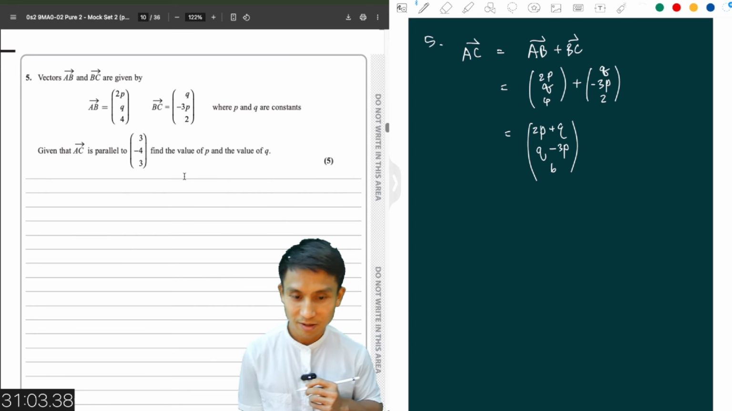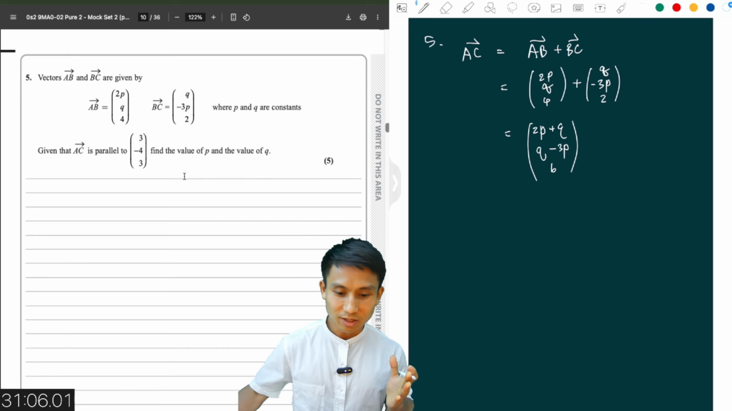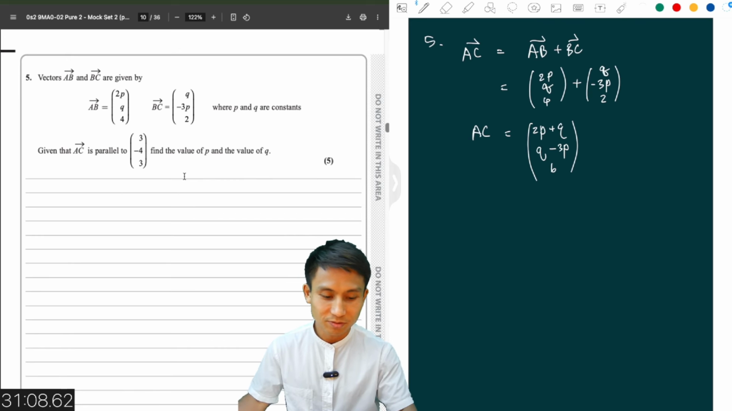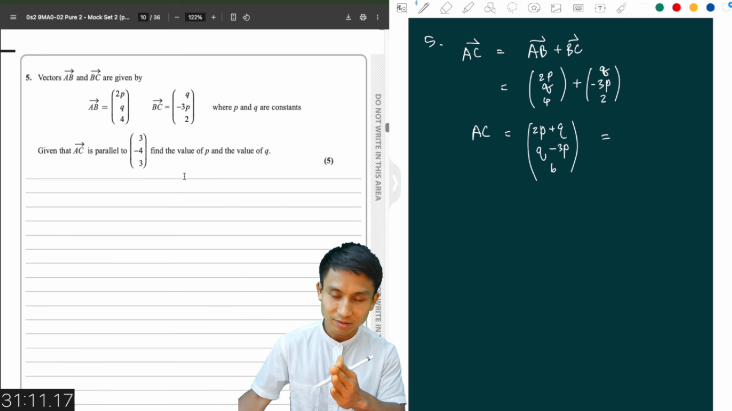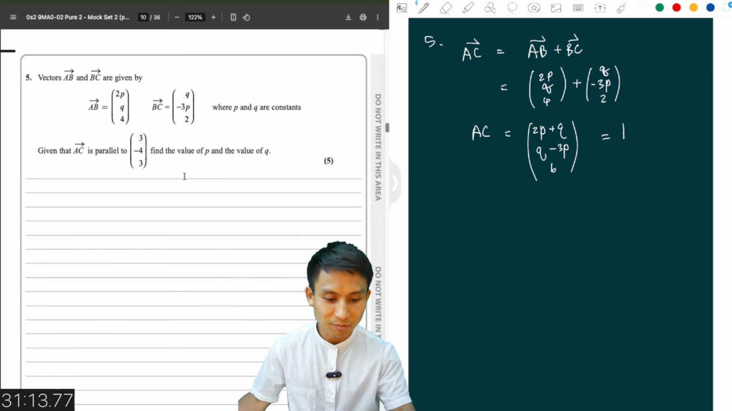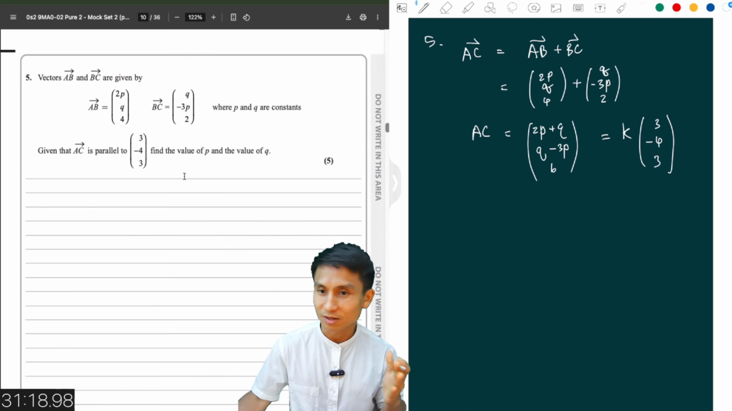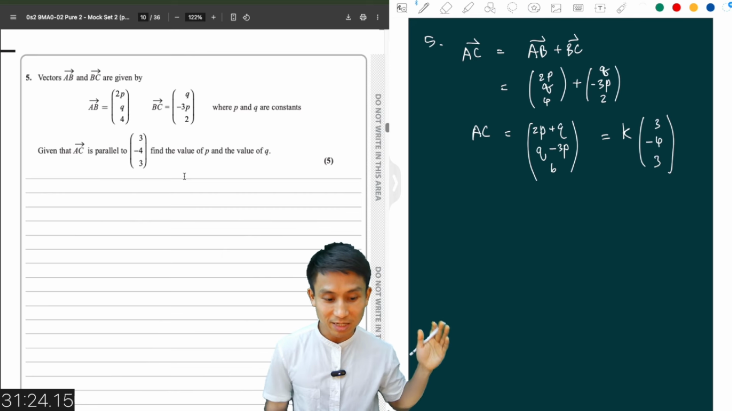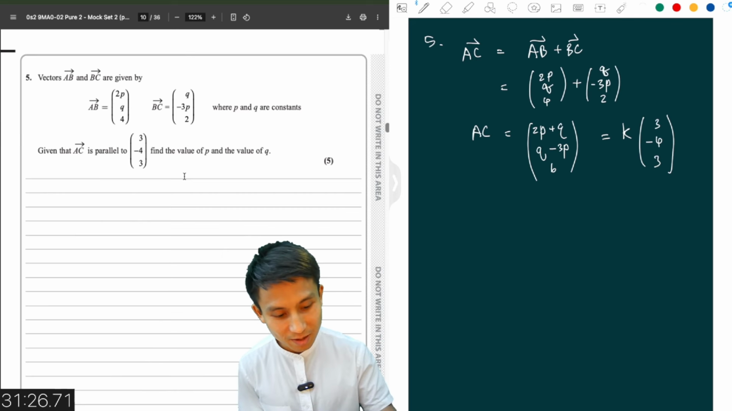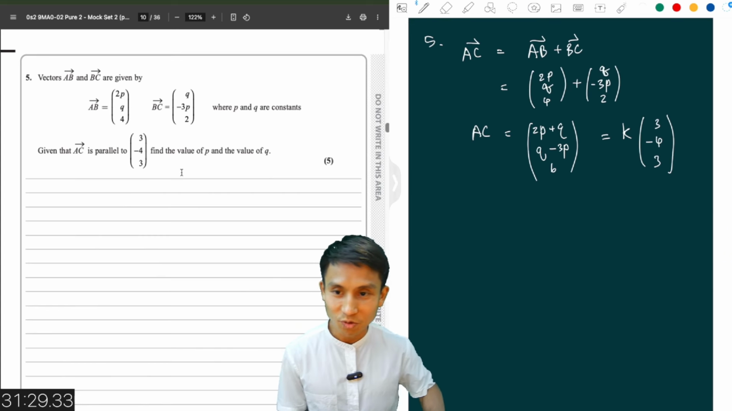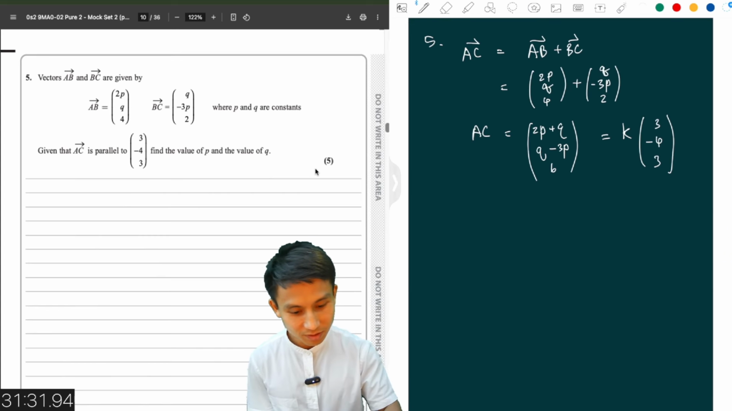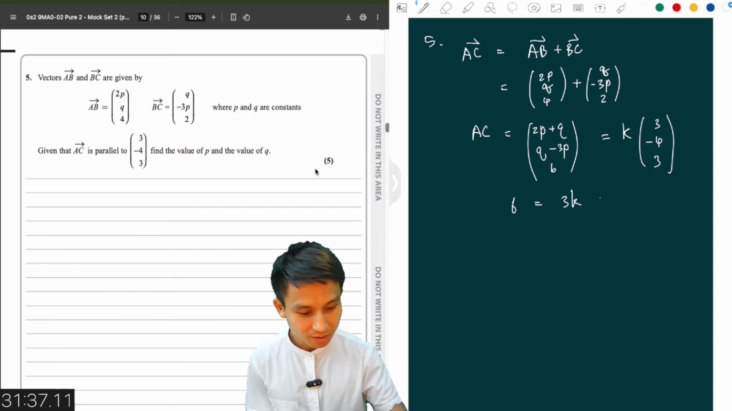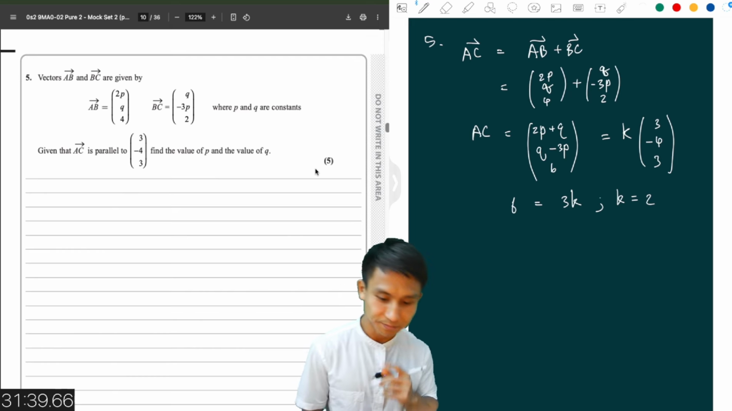I'm just checking. Okay, so now it is given that AC is parallel to that vector. So we're going to put it equal to some multiple k times that vector. That's the definition of two vectors being parallel. So that means we can solve simultaneously here. Maybe we can find k by the last component at the bottom first. So 6 equals 3 times k here, yeah. So we get k equals 2 by that.